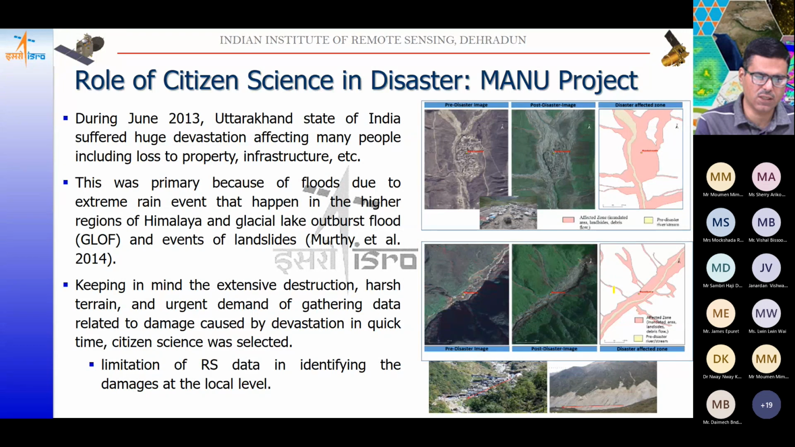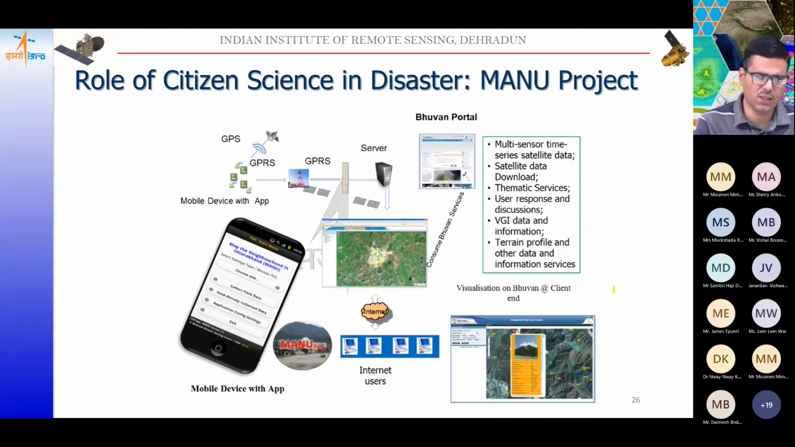So keeping in mind the damage that happened, and also the very urgent demand for gathering data on the ground, this citizen science project called the Manu project was initiated. A mobile app was created with different proformas to capture the damage to various infrastructure because of this event. It was a very simple app. In less than 30 seconds, one can note a location, and from the field itself the data can be transmitted from the mobile devices to the Bhuvan portal, where visualization can be done along with linkages to various other kinds of data sets. This was primarily an Android-based mobile app.